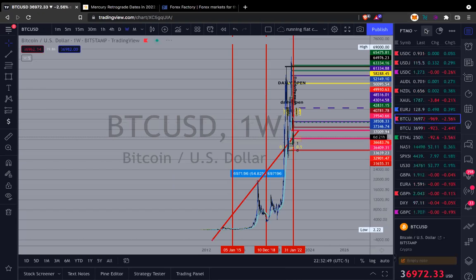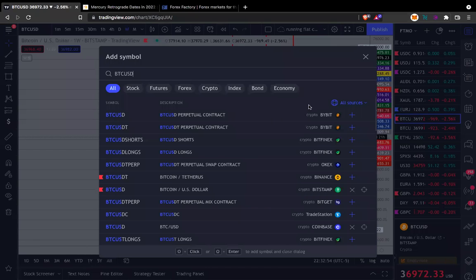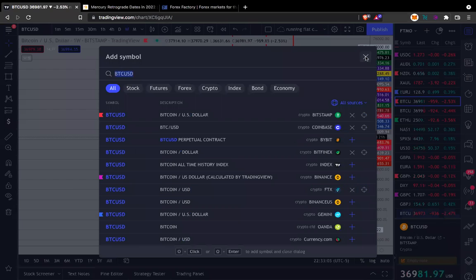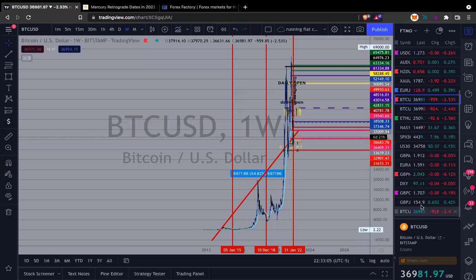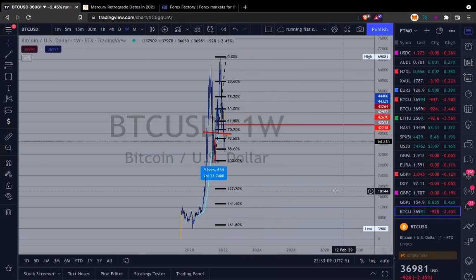And as the price continues going, let me give you a clean chart here. Used USD. Okay, Coinbase. Oh, it's already here. I'll take FTX. Okay. You guys don't know, this is Blockfolio.